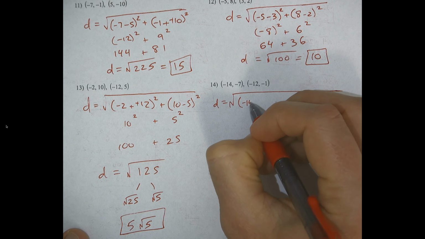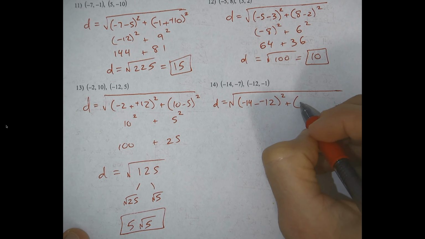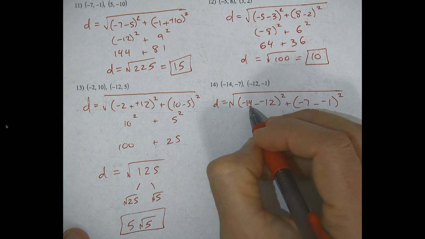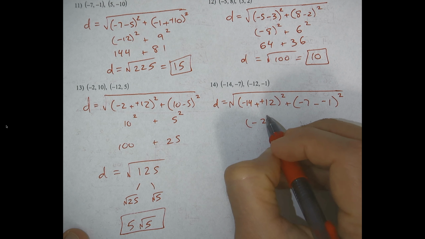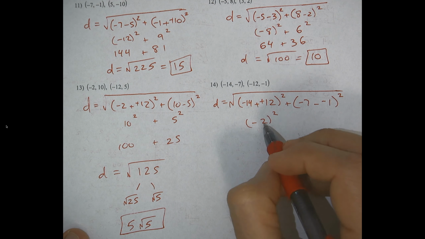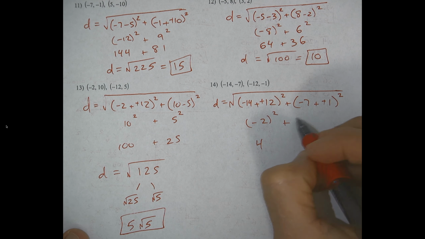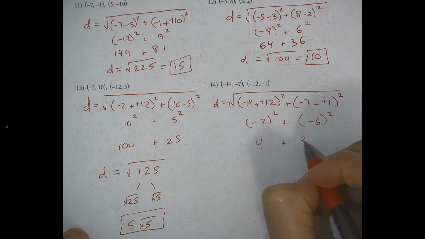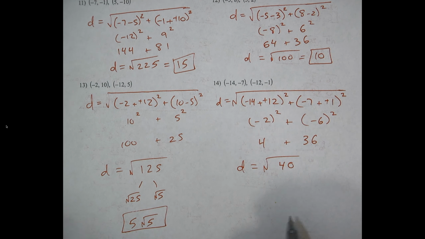X minus x, negative 14 minus negative 12. Y minus y, negative 7 minus negative 1. So this goes plus plus. That's going to be negative 2 squared. Any negative squared becomes a positive. 2 times 2 is 4. This goes plus plus. That's negative 6. Negative 6 squared, positive. Negative 6 times negative 6 is 36. So everything underneath my square root is 40. So my answer is the square root of 40.